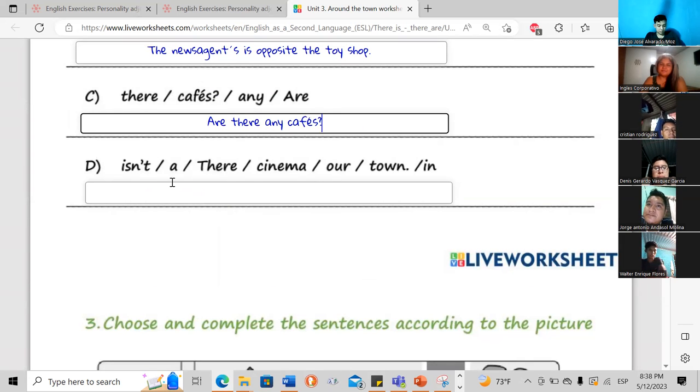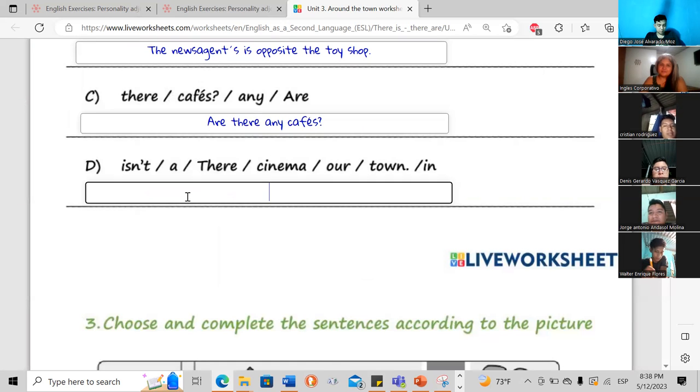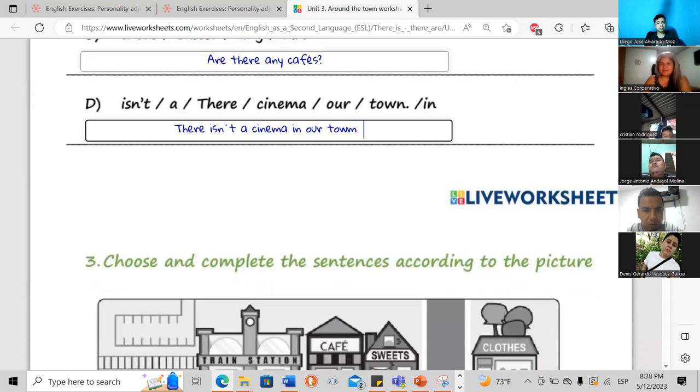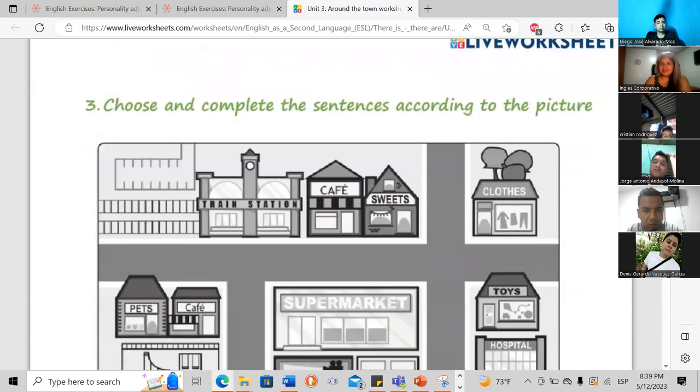What about letter D? There isn't. There isn't a cinema in our town. Very good. Es bien difícil que haya un cine, right? Okay.